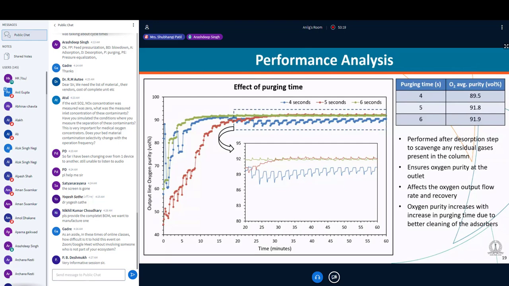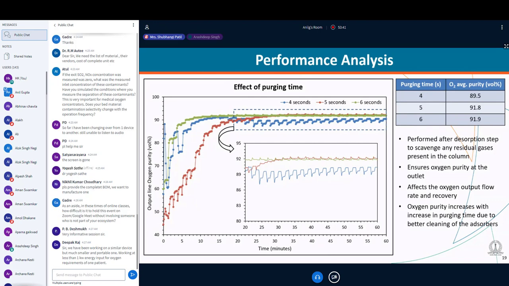For this purpose we do purging, and we send the output pure oxygen from the vessel, or we can send it from the output line also. We send that pure oxygen to the column undergoing desorption, and it will clean out all the nitrogen present in the column. We have done it for 4 seconds, 5 seconds, and 6 seconds. As we increase our purging time, our purity increases. At 4 seconds it was 89.5, but at 6 seconds it increased to 91.9.